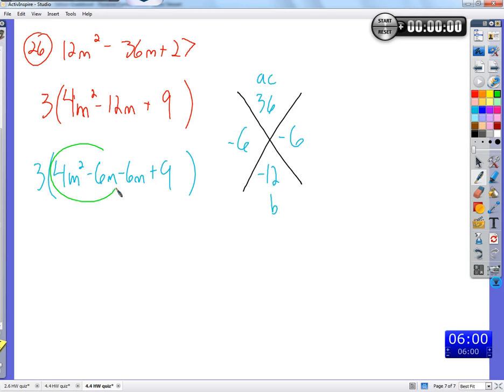Key thing here is we're going to look at this as a group, and this as a group, including that negative there. So we have 3 times. Okay. And in this group, what are we looking for?